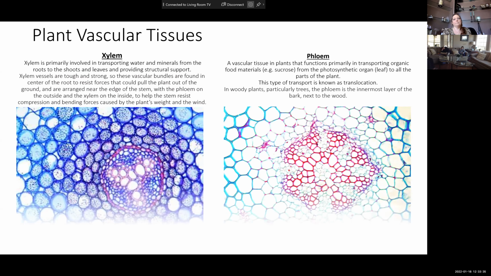Your phloem over here is a vascular tissue in plants that functions primarily in transporting organic food materials like sucrose, right, from the photosynthetic organ, which is your leaf, to all the parts of the plant. And this type of transport is known as translocation because you're changing location where the sugar was, right? In woody plants, particularly trees, the phloem is the innermost layer of the bark next to the wood.